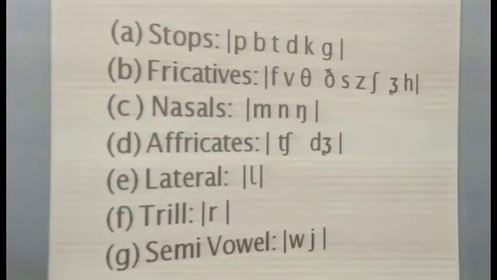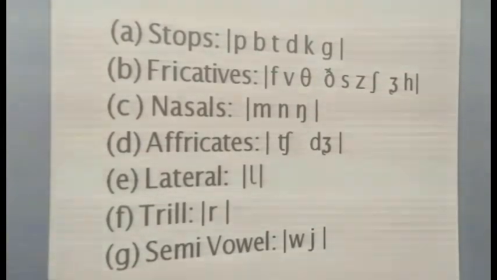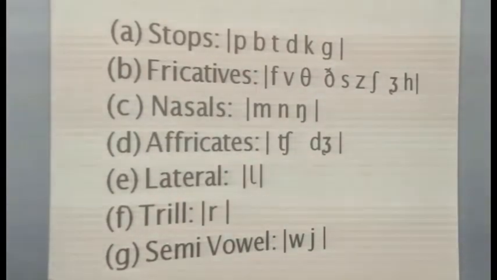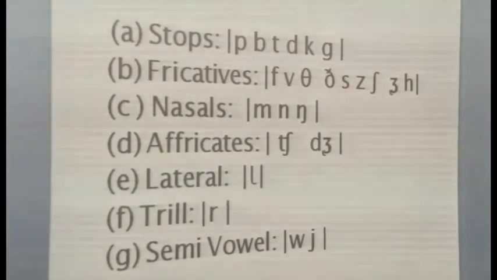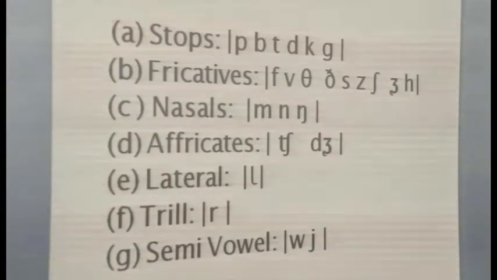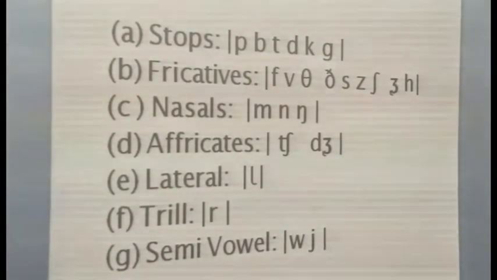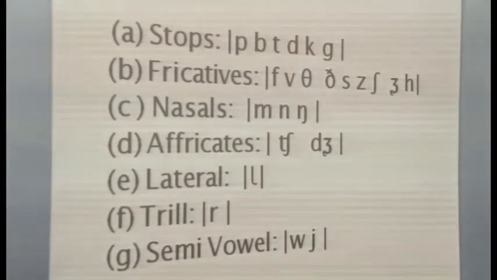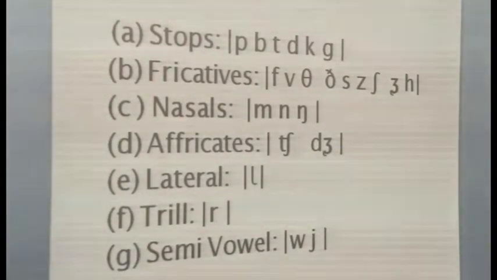You have P, as in pet, point, pat, put. There's B, as in bet, bed, boy. There is T, as in toe, two. Then there is D, as in desk, do, dog. Then there is K, as in keg, cow, cool. Although with different spellings, you call it the K sound. Then there's G, as in go, goal, guard, God. Those are the six stops.